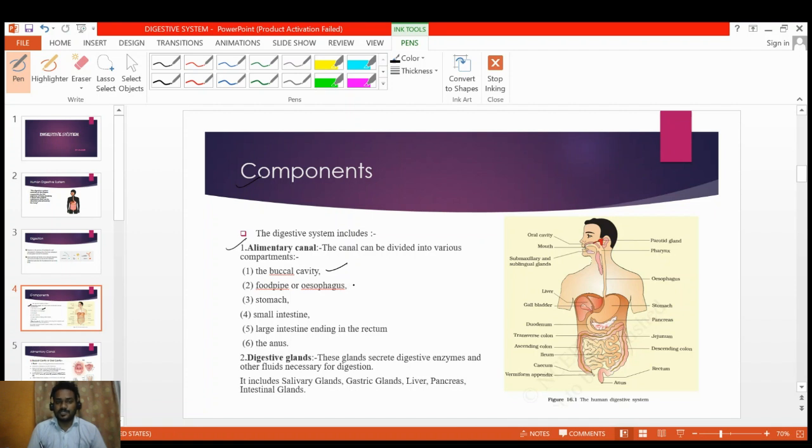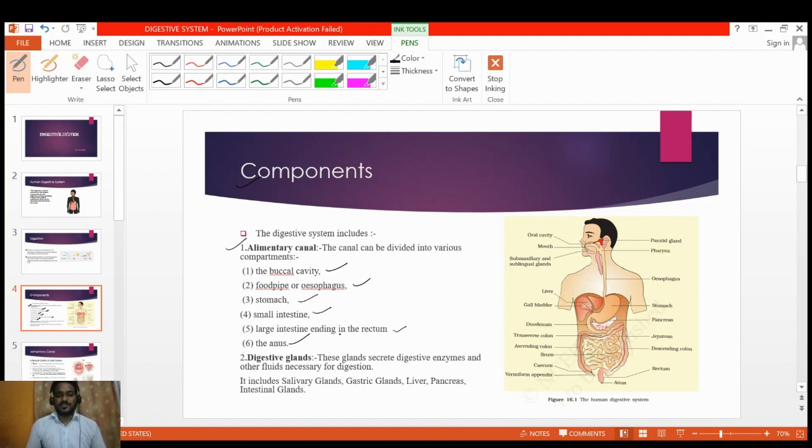Next to this we have the food pipe or esophagus. After that we have the stomach region. Then the food passes to the small intestine and is absorbed, and the waste is transmitted to the large intestine, where it ends at the rectum region, and finally the waste exits the body with the help of the anus. These are the parts of the alimentary canal.